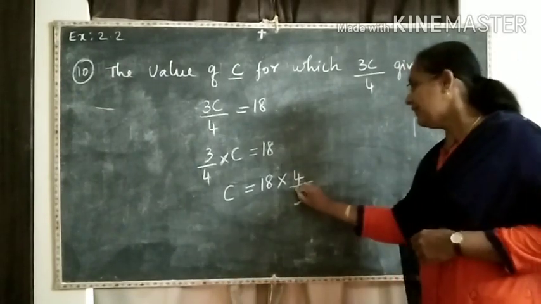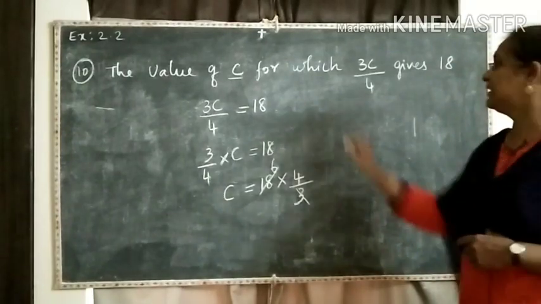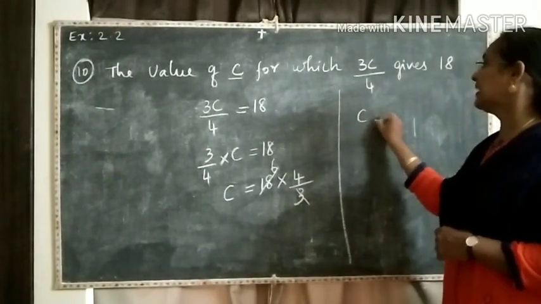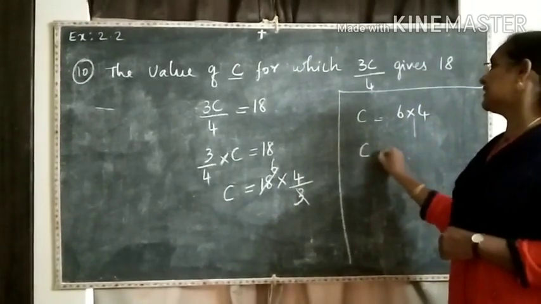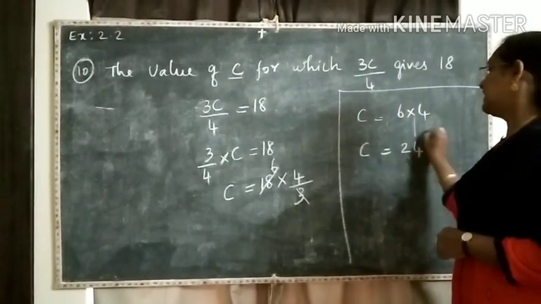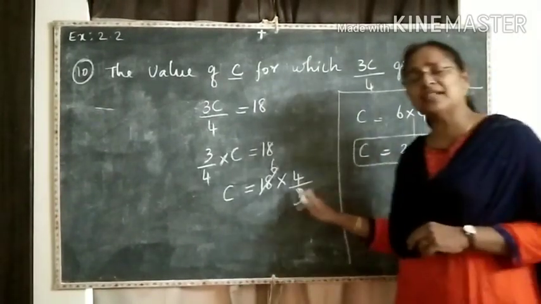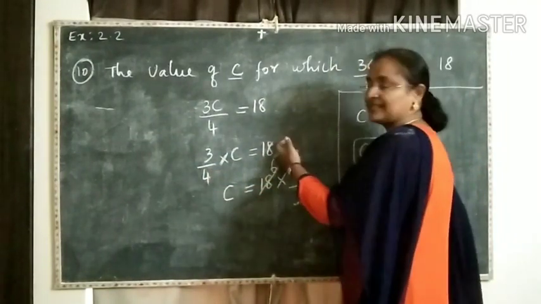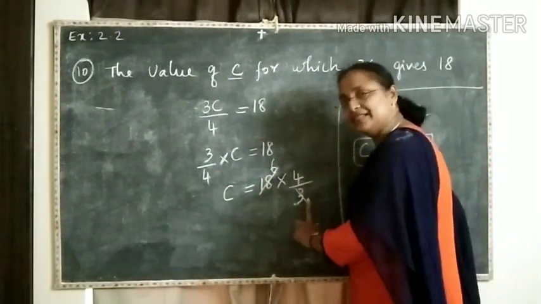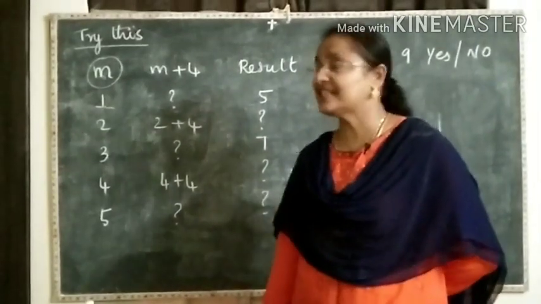Okay. Now 3 sixes are 18. Yes or no? So what will be the answer? c is equal to 6 into 4. What is 6 into 4? It is 24, as I know, 6 fours are 24. So this is the place where you have to be very careful. If this 3 by 4 goes to that side, it becomes 4 by 3. Is it clear? Okay. Okay students, let's continue.